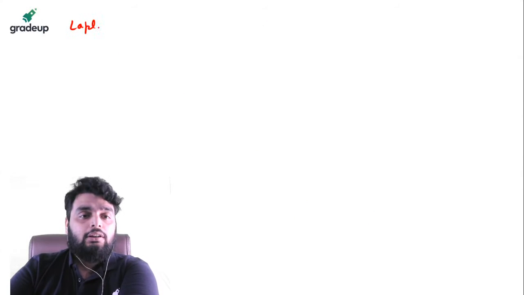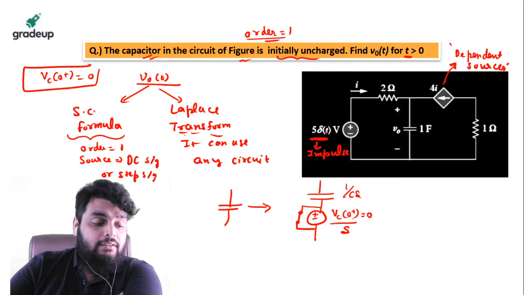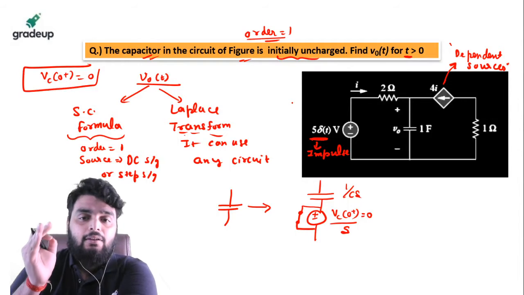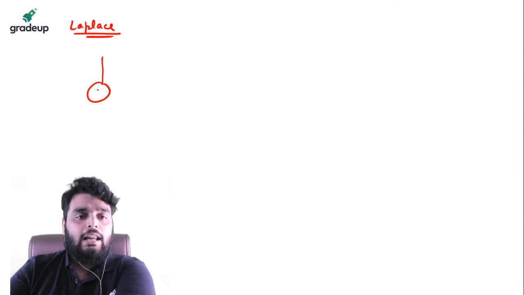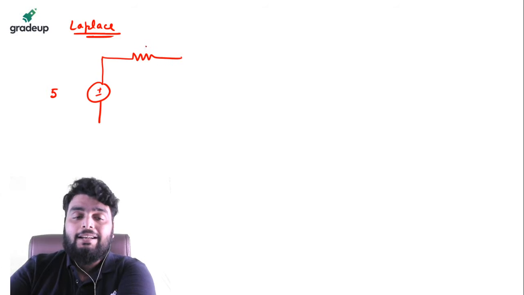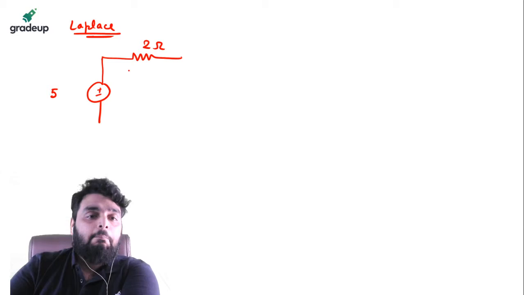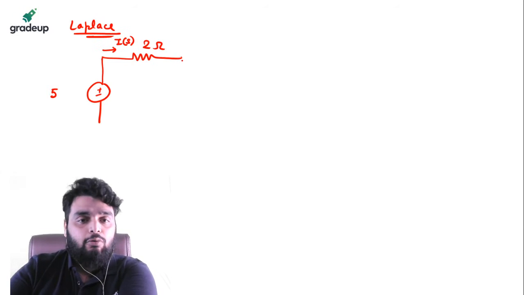Okay. Now I will draw the Laplace diagram of the circuit. Now see very carefully. What is the Laplace of impulse? Laplace of impulse is 1. So Laplace of 5 del t will be 5. Resistor will not change into anything in Laplace or time domain. Resistor remains the same. But the current here will change into Laplace form, IS.